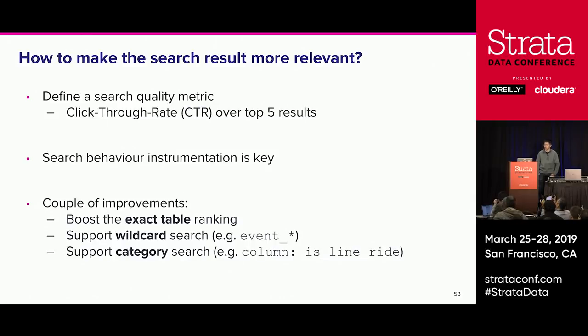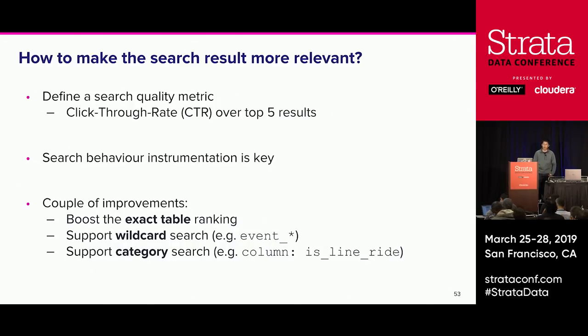Based on our analysis, we heard some complaints in our initial versions. People said, oh, why I searched for this table, it didn't end up on the first or second page, but ended up on the 5th or 6th page. And some other users would say, oh, when I search for this table, why does it end up with an empty search result? Talking about that, we analyzed a lot of search results, and that brings up the second point: search behavior instrumentation is very key for us to understand and improve our search quality.